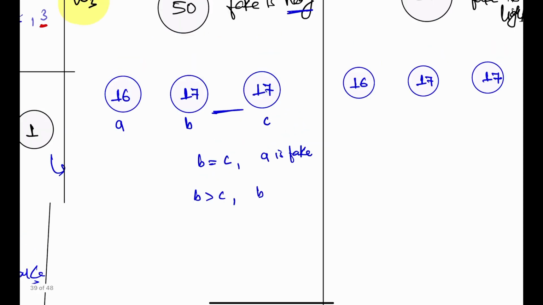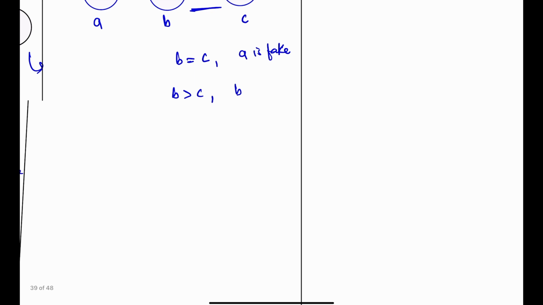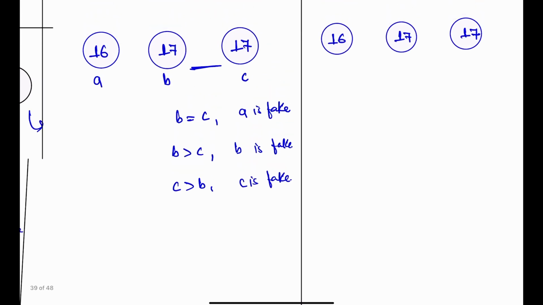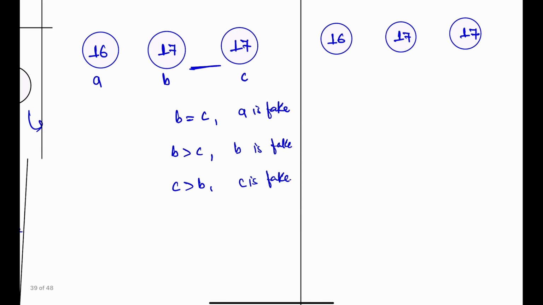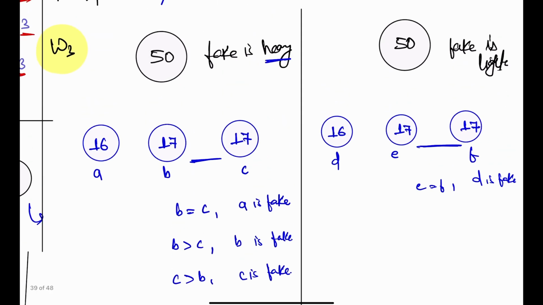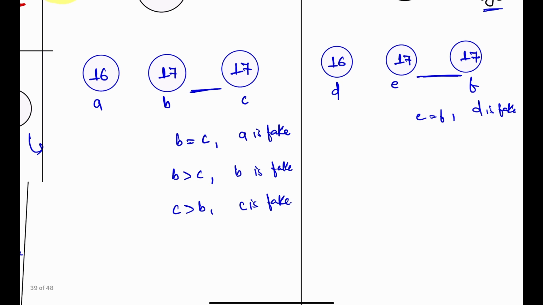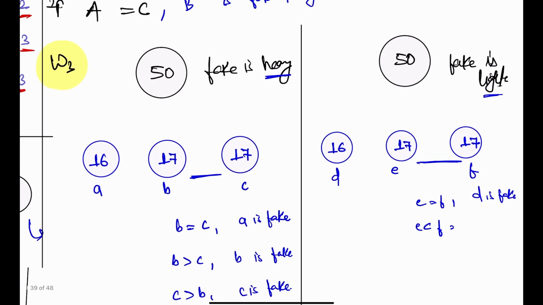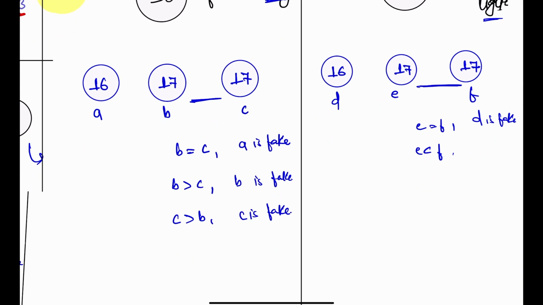then we know that heavier is the fake one, so b is fake. If we find out that c is heavier than b, then c is fake. So it's again the same concept. Here also the same thing will happen. We will measure these two things, a, b, c, then here d, e, f. If e equals f, d is fake, and the fake will be the lighter one. Again we will measure e is less than f, so the lighter one is fake, so here e is fake.